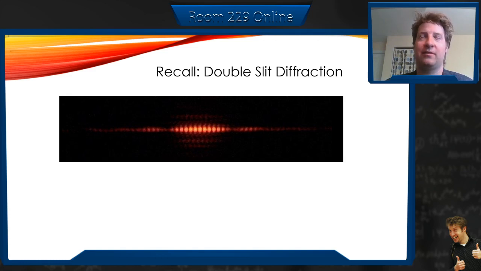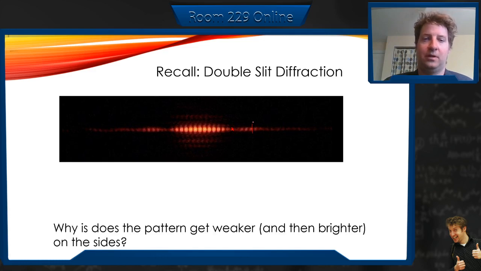Why does it seem to be very bright in the middle, then sort of drop off about here, and then get bright again? Why does the pattern get weaker and then brighter on the sides? What's the purpose of that? Well, there must be some sort of reason. The individual bright spots and the dark spots in between, that's from the double slit diffraction. But what about the outside? What about this sort of envelope?